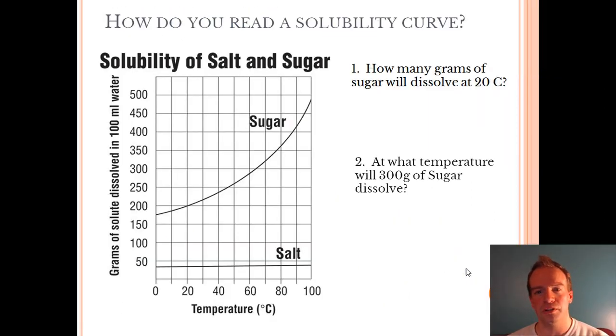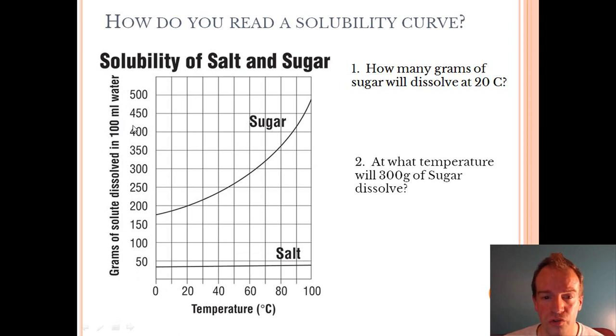How do you read a solubility curve? Now, you read a solubility curve as you would any graph. But we need to look at these axes first. For this, we have temperature on the bottom axis in degrees Celsius. On the side, we have grams of solute dissolved in 100 milliliters of water.